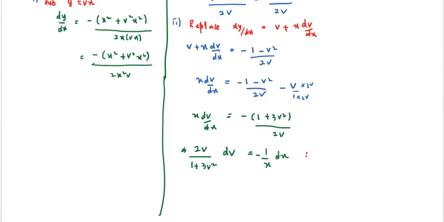Dekat sini adalah separable equation. Okay, so macam mana dah dapat separable equation? So how to solve the separable equation? We need to integrate both sides. Okay, so you integrate. Negative is a constant, so you can put it out of the integral here. Alright, so untuk your left hand side yang ini, this function, macam mana kamu nak integrate this function?